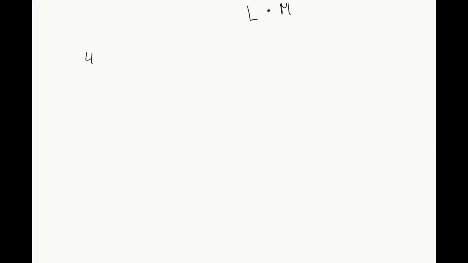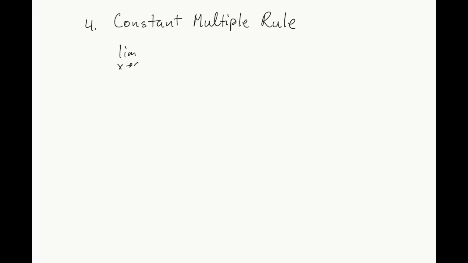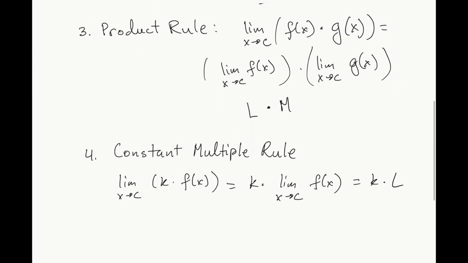Next we have the constant multiple rule. It states that the limit as x goes to c of k times f of x, where k is some constant, is just going to be equal to k times the limit as x goes to c of f of x, which is just equal to k times L. So it's very similar to the product rule, where we distribute the limits in. It's just that the limit of a constant will be equal to that constant. So we get this rule.